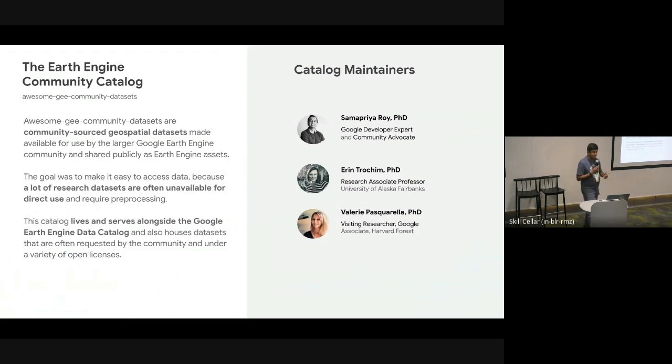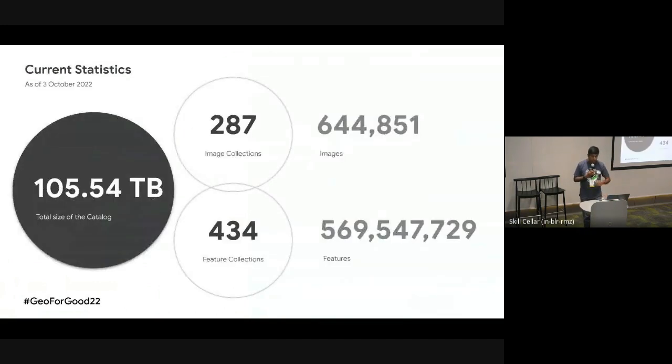This catalog started as a project by Sam and Erin. They wanted to take some research output that people have generated and make it more accessible. So Sam just started uploading this data to Earth Engine and making a front end to make it discoverable. And the project has grown considerably over the years, and it now contains a lot of data sets.